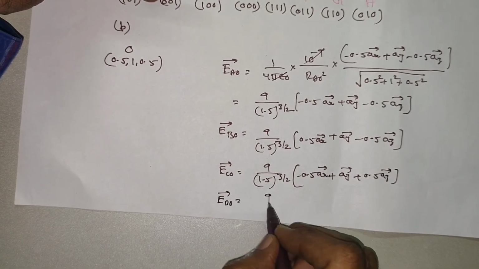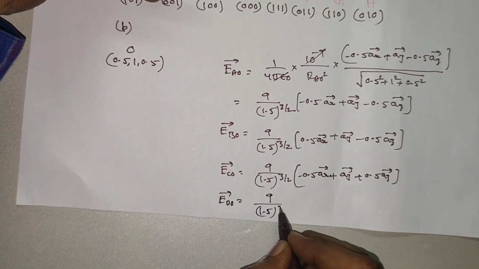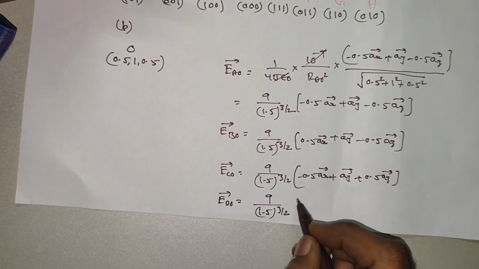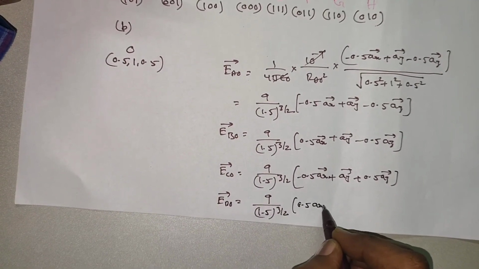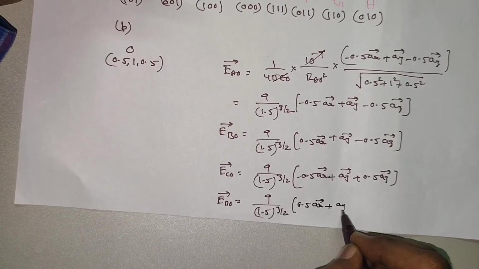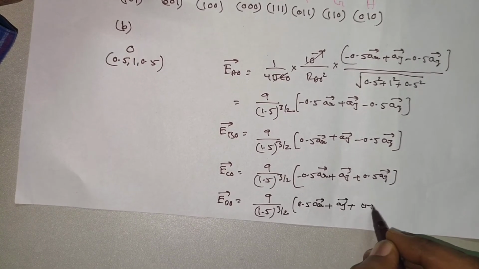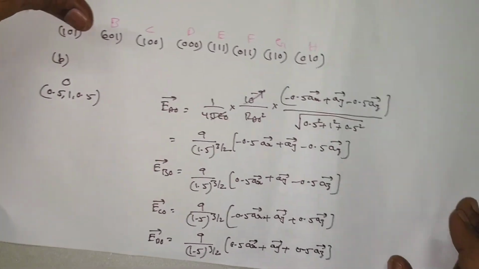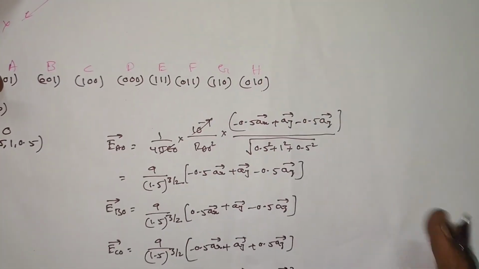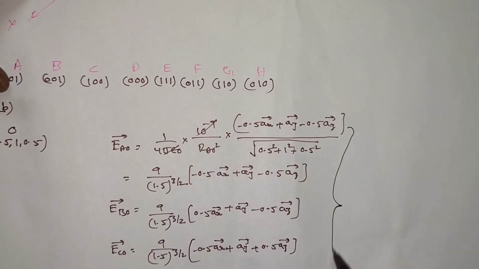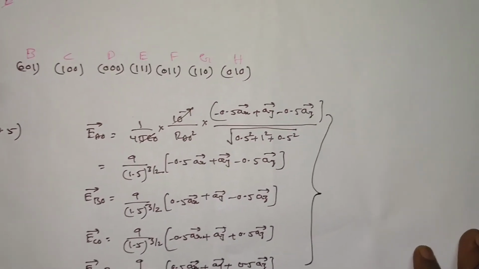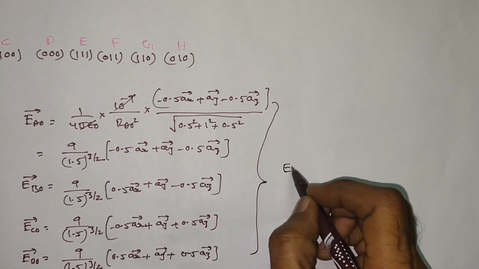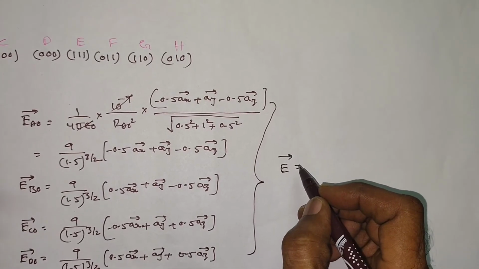So first observe the points. D is (0, 0, 0), hence these things are going to come as they are: 0.5 AX bar plus AY bar plus 0.5 AZ bar. And once we have got these, next we have to add these four in order to get the resultant. Hence the resultant field is given as follows.